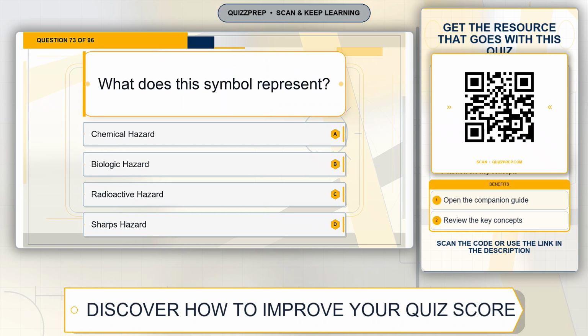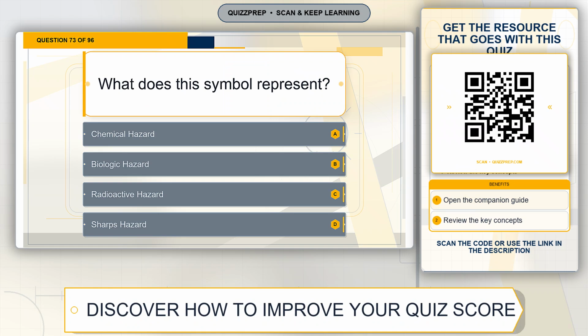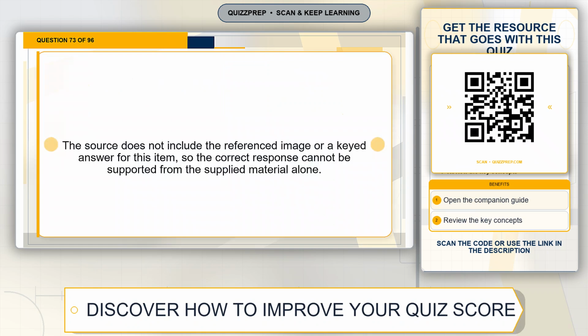Question 73. What does this symbol represent? Option A, chemical hazard. Option B, biologic hazard. Option C, radioactive hazard. Option D, sharps hazard. The correct answer is now shown. Explanation. The source does not include the referenced image or a keyed answer for this item, so the correct response cannot be supported from the supplied material alone.